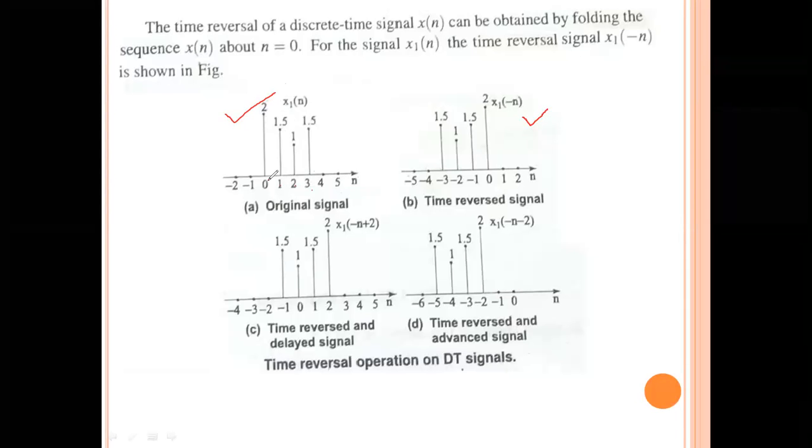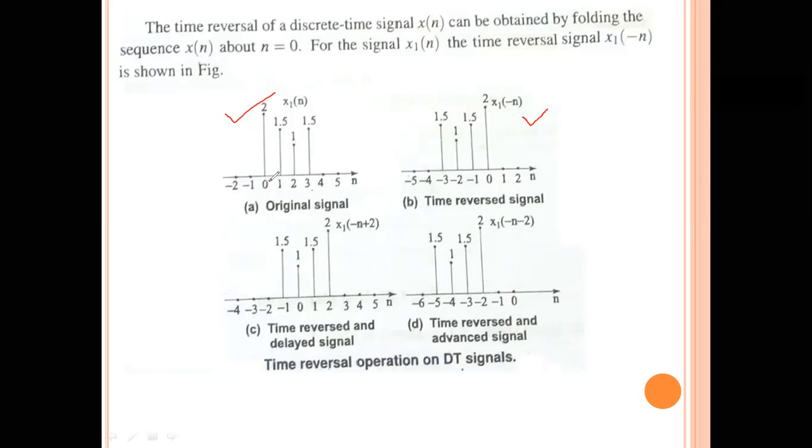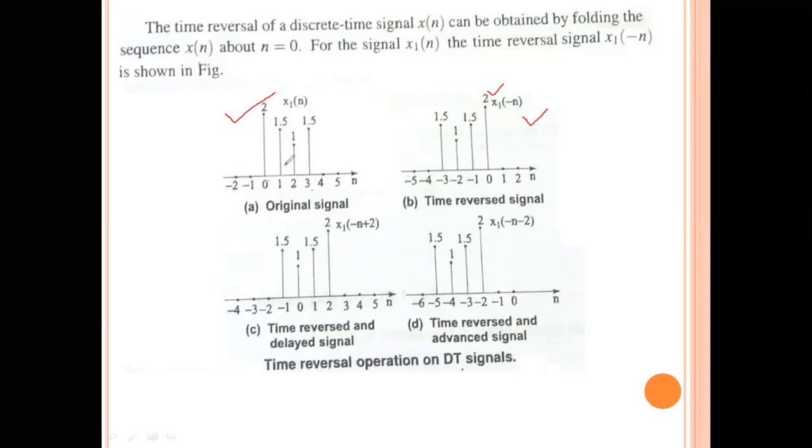That means positive values become negative values. So 0 becomes 0, and at 0 the magnitude is equal to 2. At 1, the magnitude is 1.5, so this will appear at minus 1 in the case of x of minus n. Now at 2, the magnitude is equal to 1. This will appear at n is equal to minus 2 in the case of x of minus n. Similarly, 1.5 will occur at n is equal to minus 3.